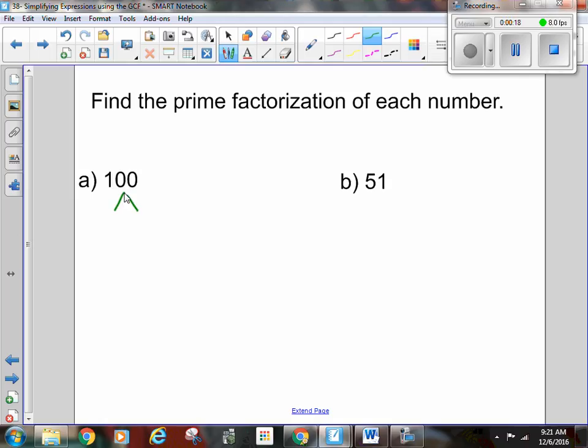So what two numbers multiply to 100? You can pick any two numbers that multiply to 100. I picked 10 and 10. I can keep breaking those down to 2 and 5 and 2 and 5. I can't break 2 or 5 down any further, so I'm going to circle those because they are prime numbers. And now I'm going to write them in order.